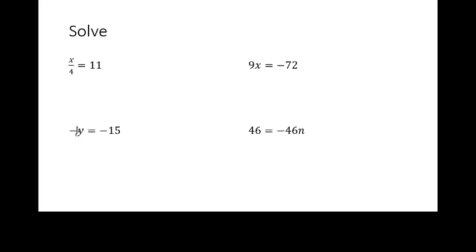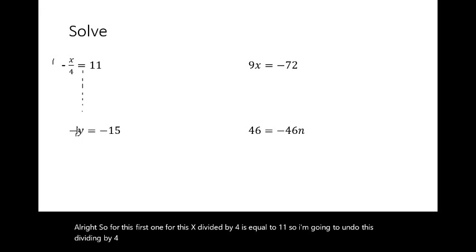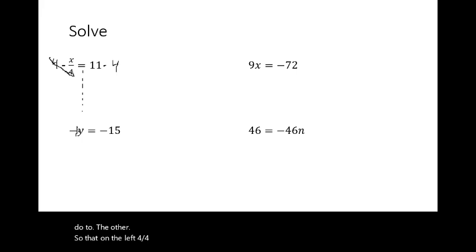All right, so for this first one, x divided by 4 is equal to 11. So I'm going to undo this dividing by 4 by multiplying both sides by 4, because whatever you do to one side, you need to do to the other. So then on the left, 4 divided by 4 is 1. 1 times x is just x, equals, and then on the right, 11 times 4 is 44.